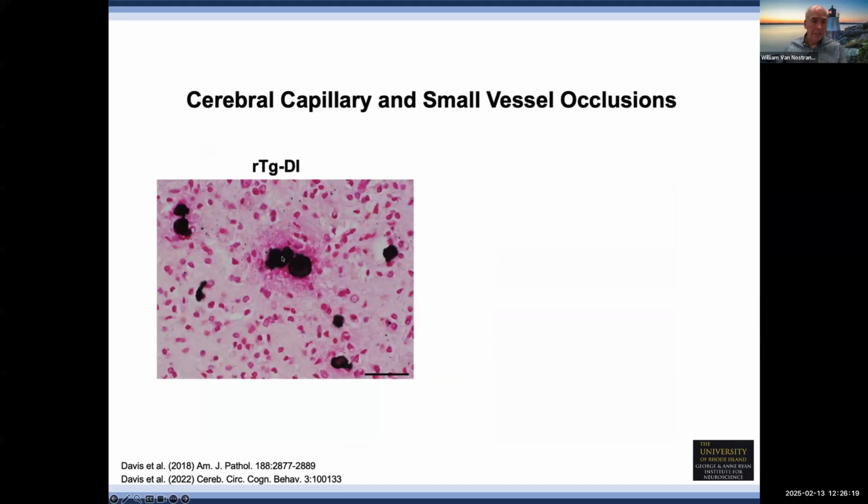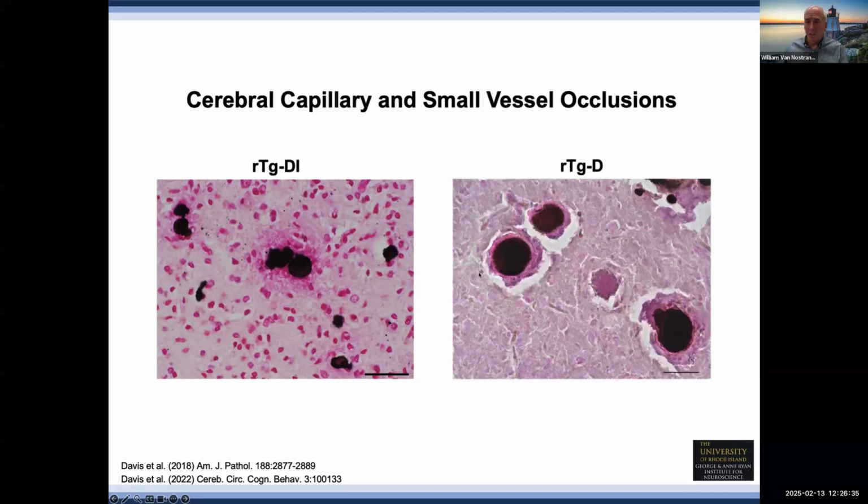We also found that in the case of RTGDI rats, there are capillary occlusions of vessels. These are occluded vessels that are actually calcified. They're stained with calcium here in black. You can again see these small vessels and capillaries here that are occluded. Similarly, in the RTGD rats, we find occluded vessels, again stained with calcium. However, in contrast to these, which are occurring in capillaries and small microvessels, we see this is occurring mainly at the level of arterioles. So different vascular beds are being affected here.